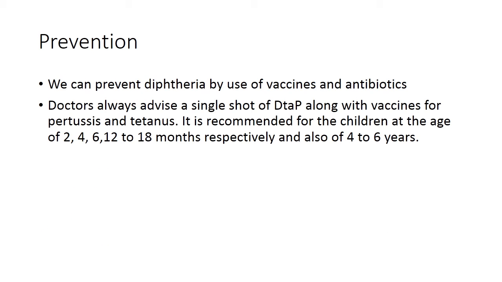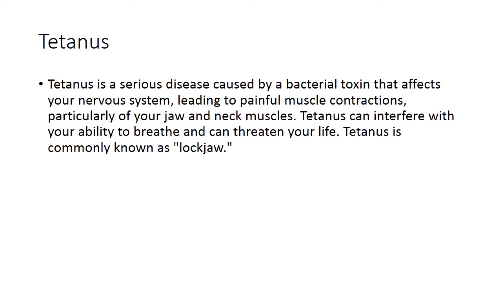How can we prevent ourselves from this disease? We can prevent ourselves from diphtheria by use of vaccines and antibiotics. Doctors also advise a single shot of DTaP along with vaccines for pertussis and tetanus. It is recommended for the children at age of 2, 4, 6, 12 to 18 months respectively, and also of 4 to 6 years.